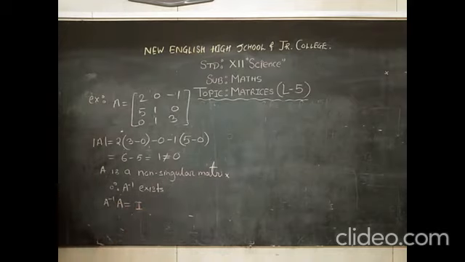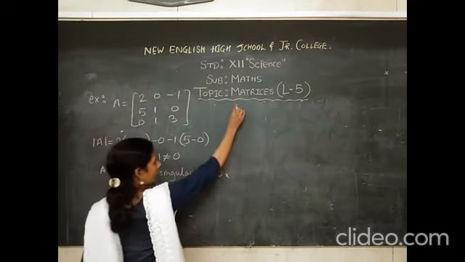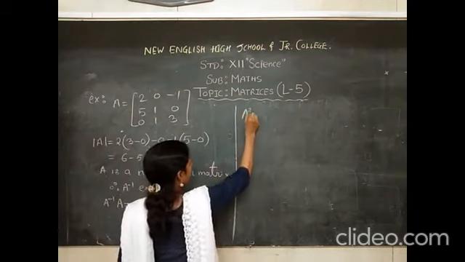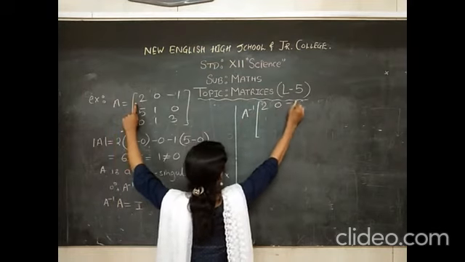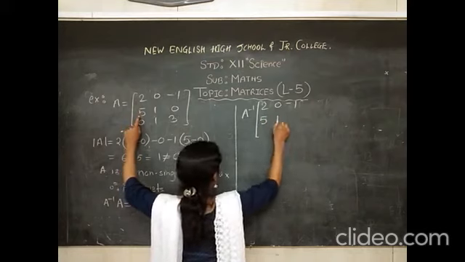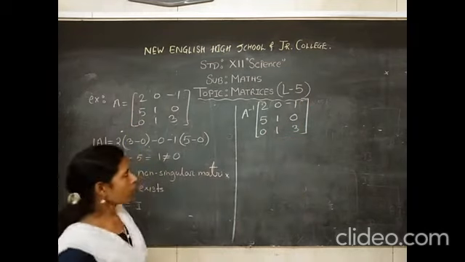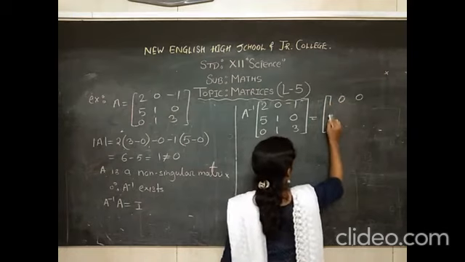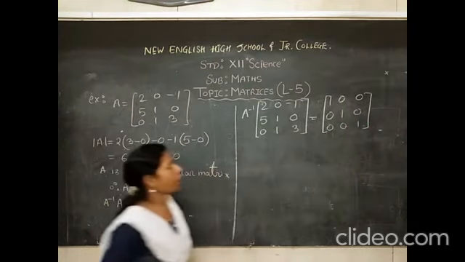Let us consider this one. A inverse into A equal to I. This A inverse I will write as it is, and in place of A we will write this matrix. So A inverse into this matrix 2 0 minus 1, 5 1 0, 0 1 3, into A equals to identity matrix 1 0 0, 0 1 0, 0 0 1.